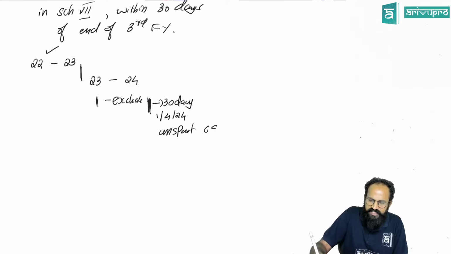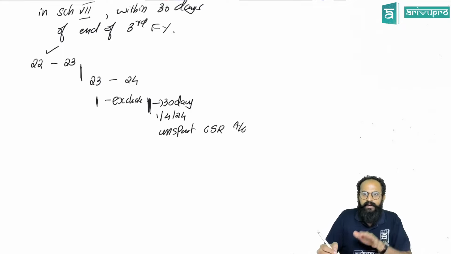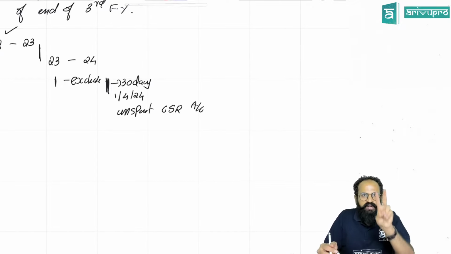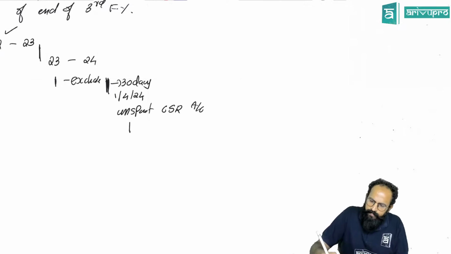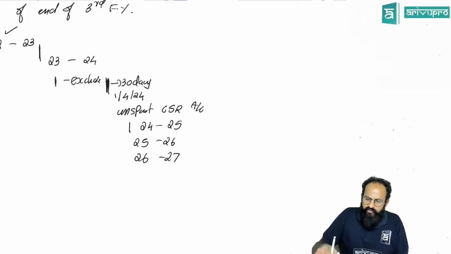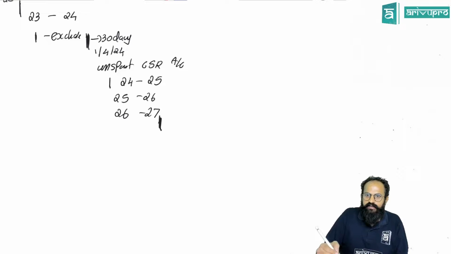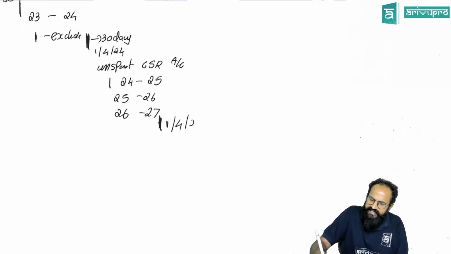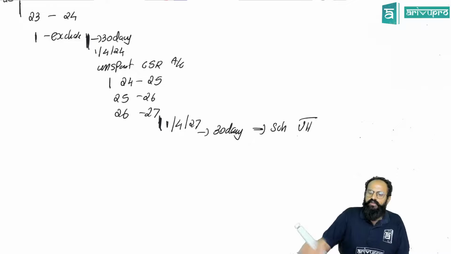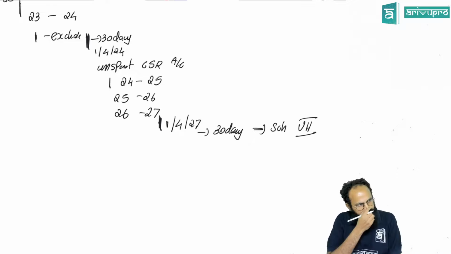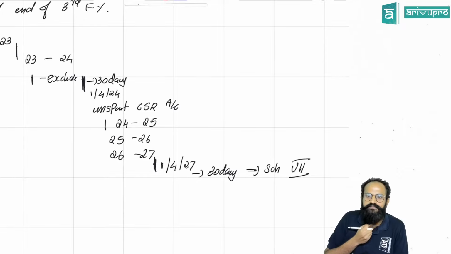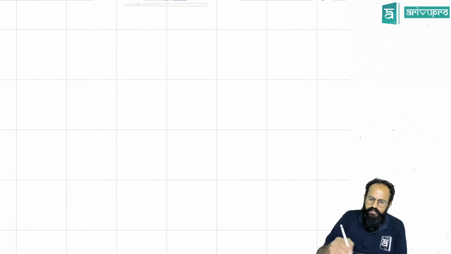That account is called the unspent CSR account, maintained by the company only. Now the amount will remain for 3 years. That 3 years will be 24-25, 25-26, 26-27. Sir, if in 27 I have still not spent, from 1st April 27 I will be given 30 days time. In this 30 days time, I have to transfer the money to the funds given in Schedule 7. Is this clear, all of you? 100%? Okay. Next one.